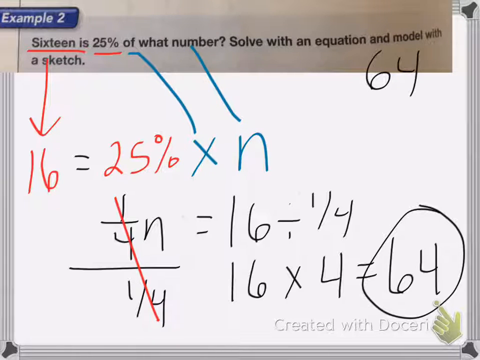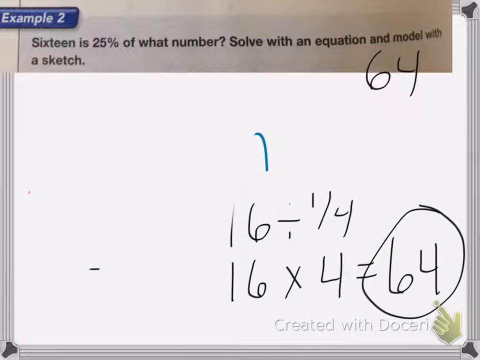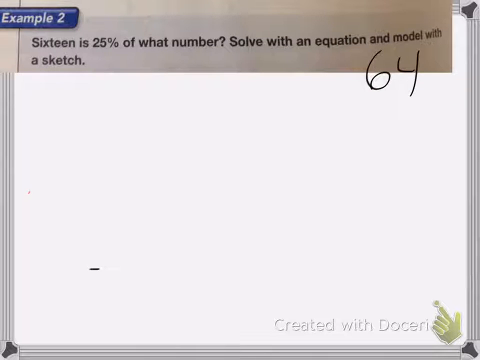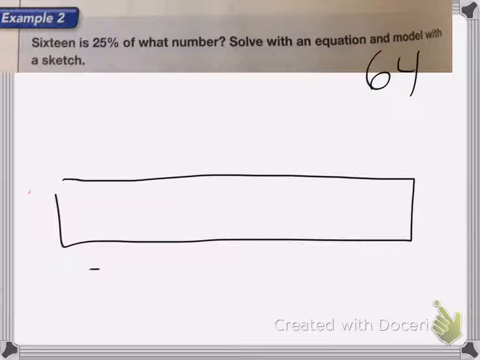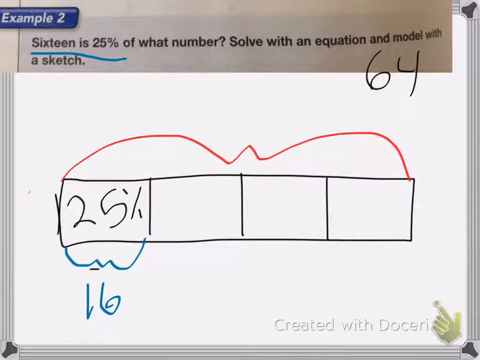And the second part, it wants us to draw a sketch to model it. So your sketch would look something like this. You would draw a box, and you break it up into four pieces, because 25% is 1/4. So here's the 25% that I have, and that is equal to 16, because 16 is 25% of what number? So then my whole is my n, my I don't know what it is, which is equal to 64. And that's how you would draw the sketch.